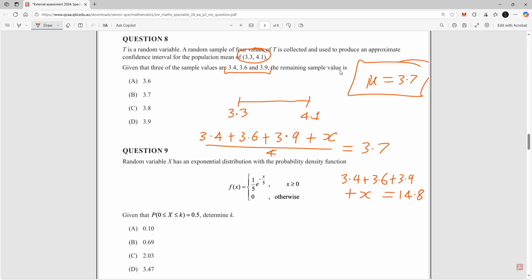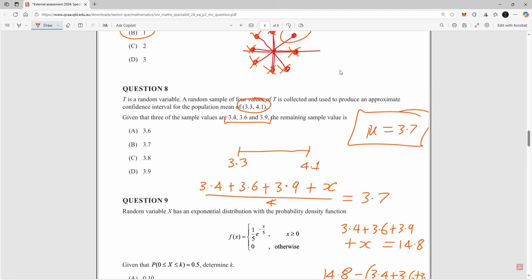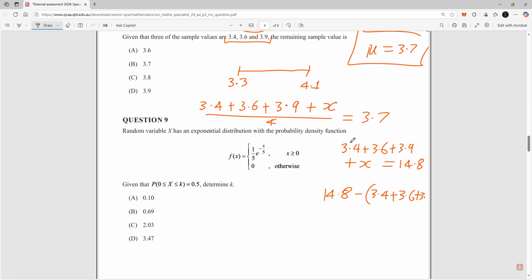So subtract all those values now. So 14.8 minus all of that there. And that shall give you your answer. So here if we chuck that in our calculator, 14.8 minus open bracket 3.4 plus 3.6 plus 3.9 close brackets, that gives you 3.9. So your correct answer is actually D.